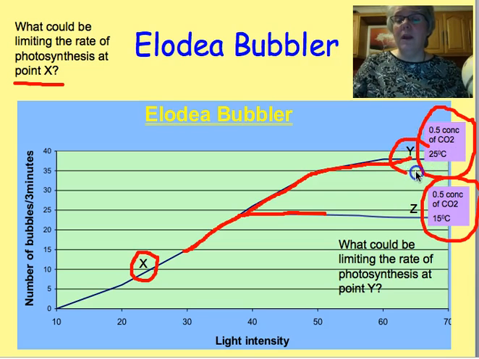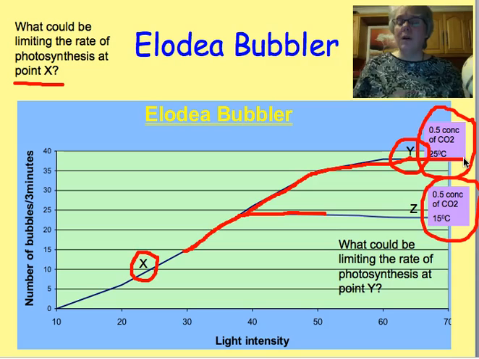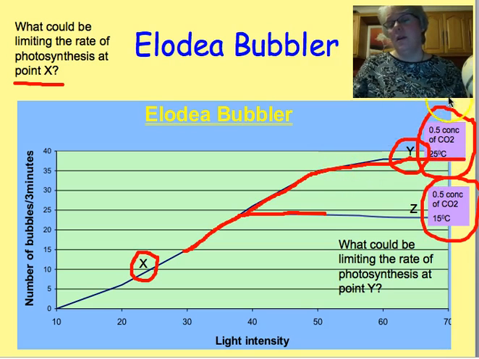But at point Y here, this has now started to level off. So what is limiting photosynthesis at this point here, at point Y up here? Well, again, that could be the carbon dioxide concentration, because we haven't changed that at all, so it could be that. But it could also actually be temperature as well, because we could maybe try giving this even more temperature and the rate of photosynthesis will increase, but the chances are that it's probably carbon dioxide concentration.